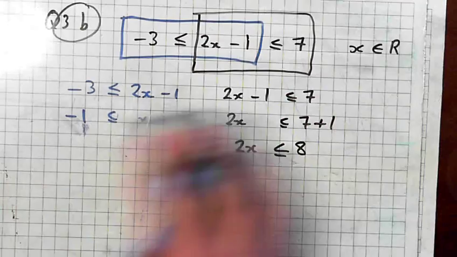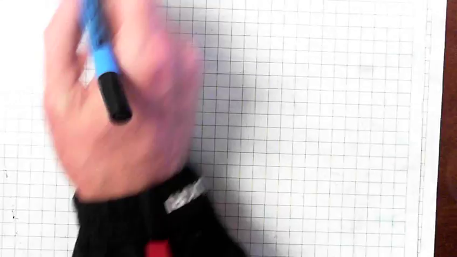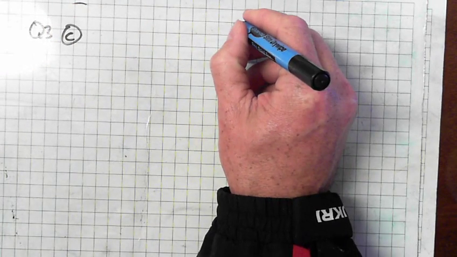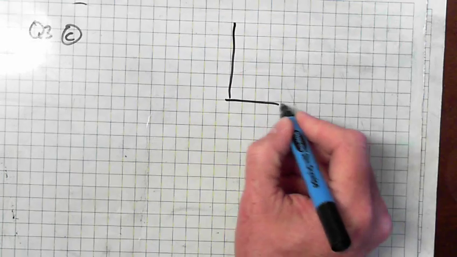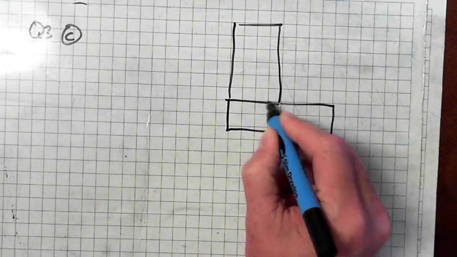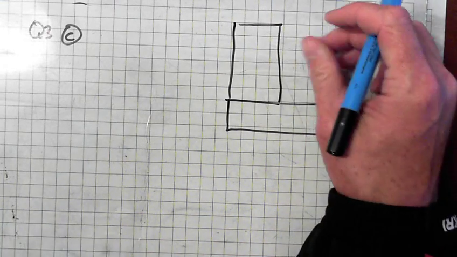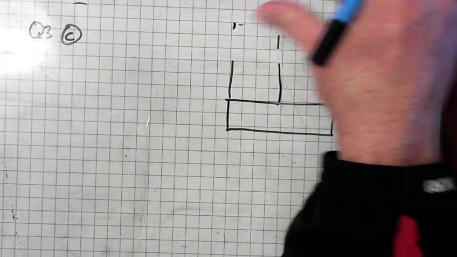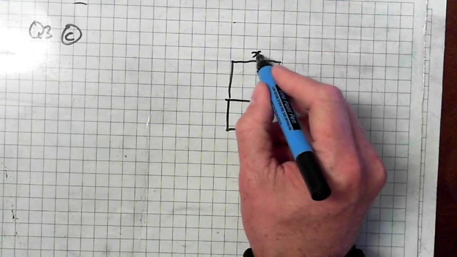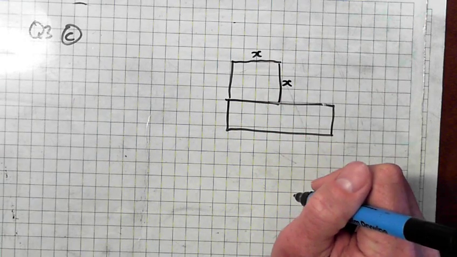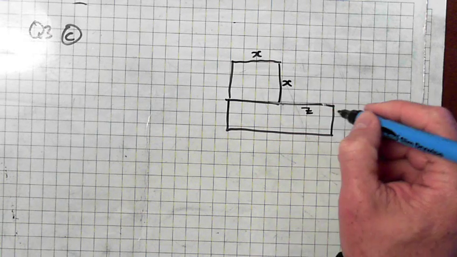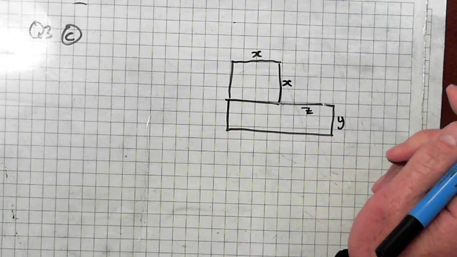And part C. So we have a shape like that and a shape sitting down here. Okay, that's more of a square, so I'll just square that off. The length of this side of this square on top is x. This is a square, so it's x by x. And this distance from there to there, that's a z. And this distance here is a y.